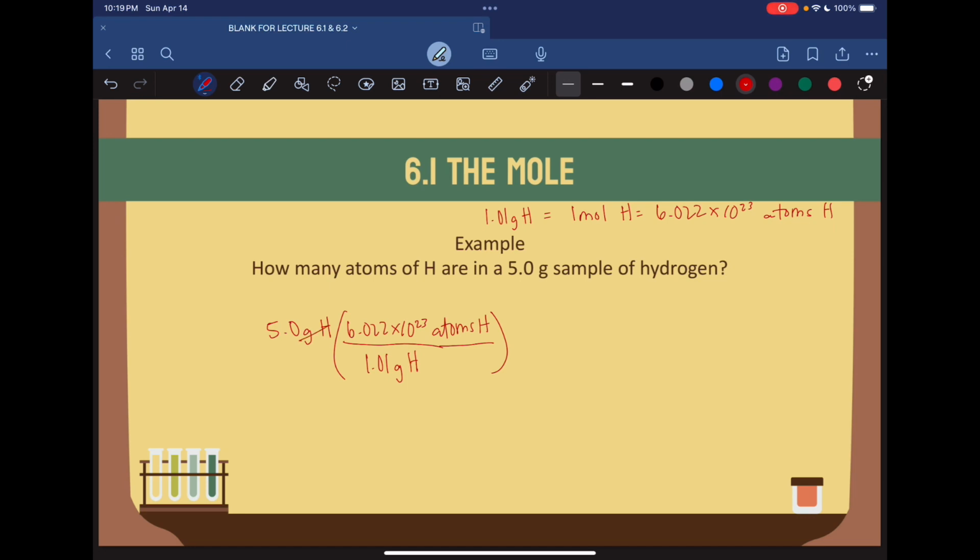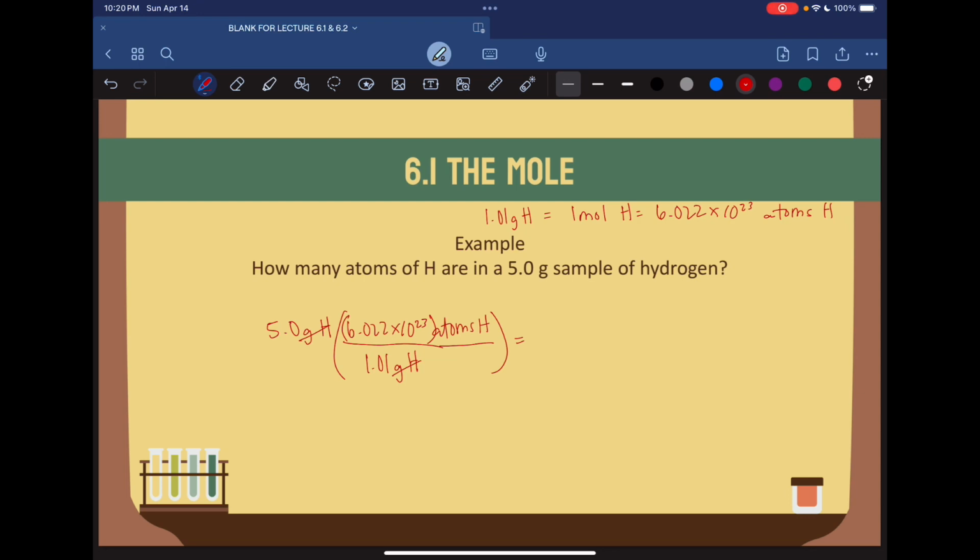So I cross out my units. What do I put into the calculator? 5.0 parentheses. If you are not using a super smart scientific calculator, I would double parenthesis Avogadro's number all the time just to put that into your habits when you're putting numbers into the calculator. Divided by 1.01. So it's 5.0 parentheses 6.022 times 10 to the 23rd end parenthesis divided by 1.01. And then close that parenthesis up.